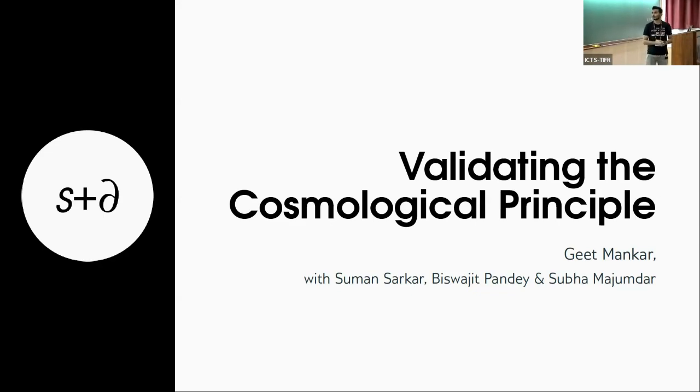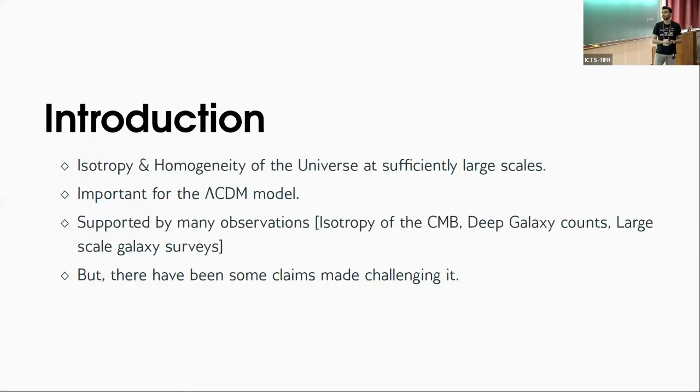Okay, so I'll be talking about validating the cosmological principle. So let's get to what the cosmological principle is. I'll just briefly go over it. The isotropy and homogeneity of the universe at sufficiently large scales. This principle is very important for the lambda CDM model. It is supported by many observations such as the isotropy of the CMB, deep galaxy counts in different directions, and large scale galaxy surveys, and there are many more tests of homogeneity and isotropy using these galaxy surveys.